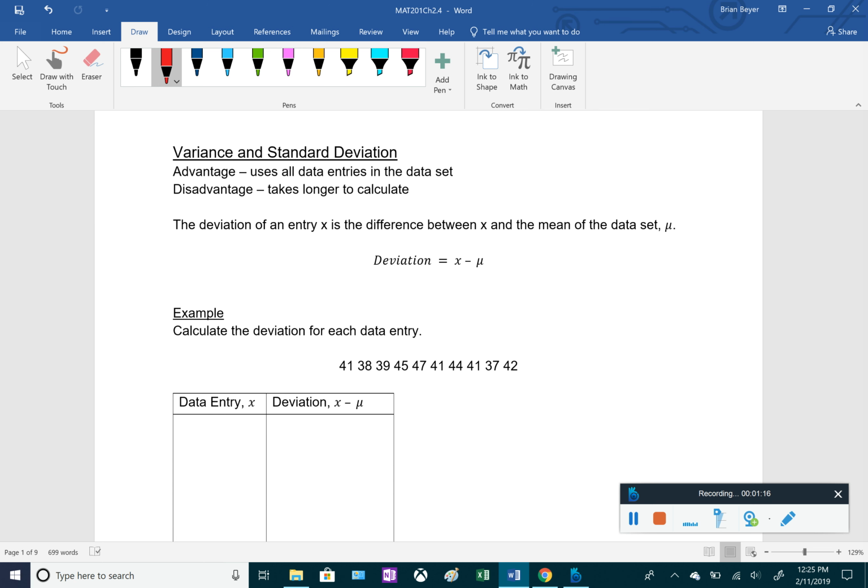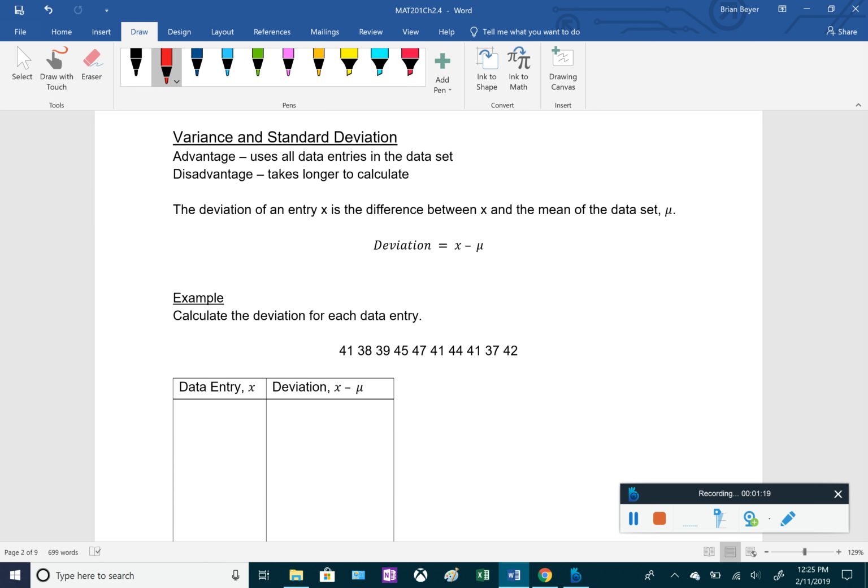For variance and standard deviation, I'll go over the advantage and disadvantage before we actually get into the calculation. The advantage for the variance and standard deviation is that it actually uses all of the data entries from the whole entire data set. And the disadvantage is that if we're doing it by hand, it takes a decently long time to actually calculate this.